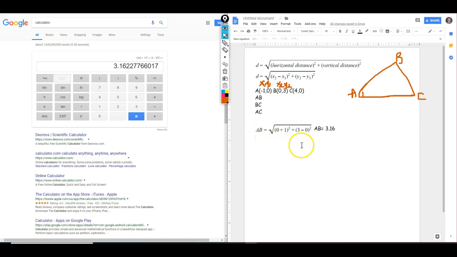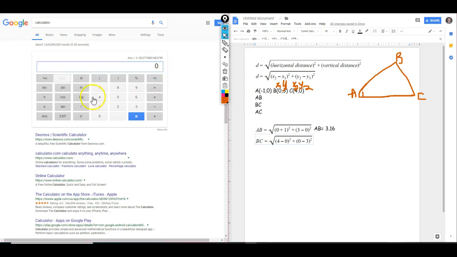Then you would do that for the distance of B to C. Now our x1, y1 changes. B is listed first, so there's x1, y1, and x2, y2. So when we find our formula, it's going to be x2 is 4 minus x1 is 0. Y2 is now 0 minus y1 is 3. So when we come over here, we're going to hit square root, parentheses, 4 minus 0, close those parentheses and square it, plus parentheses 0 minus 3, close those parentheses and square it, close your parentheses. That comes out to be 5.